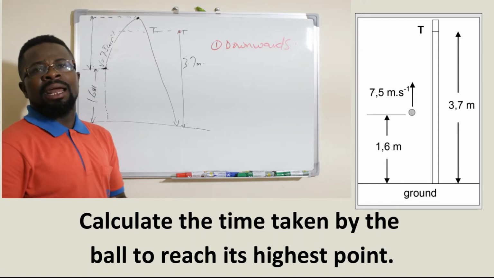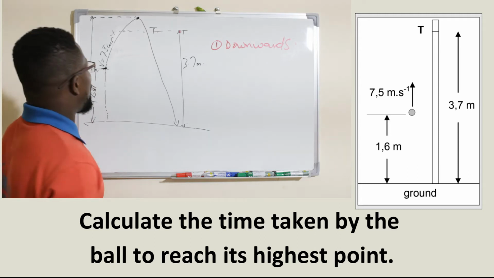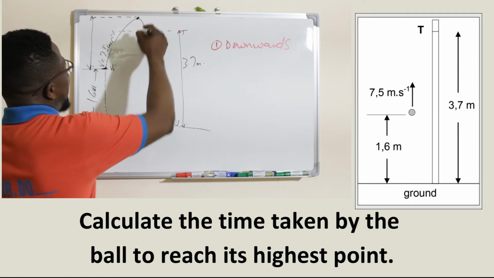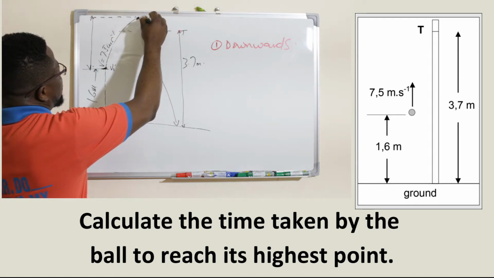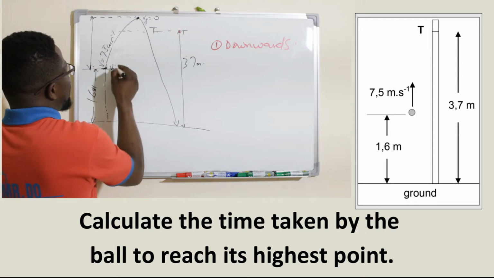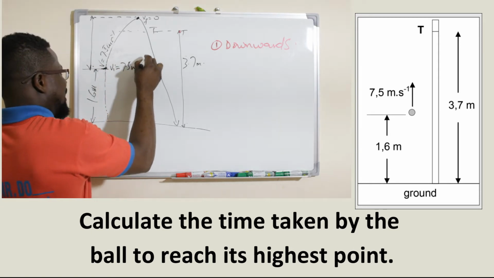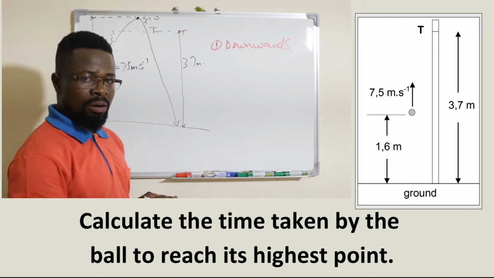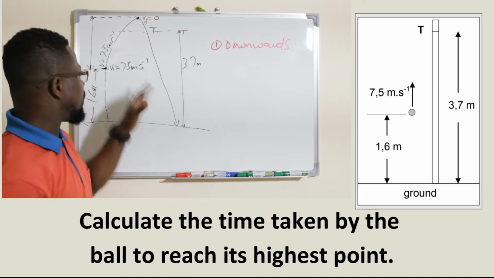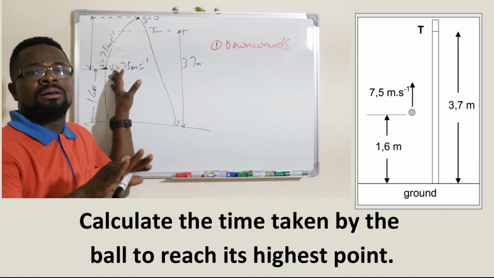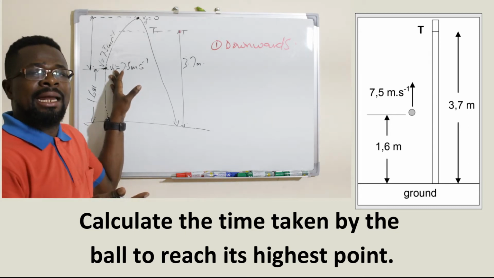And if I'm looking for the height from that point, what do I know? I know the initial velocity, Vi. I know the final velocity because the final velocity is 0. The initial velocity is 7.5 meters per second. Remember, that is the initial velocity because the ball was thrown without an angle, so it was thrown vertically upwards.